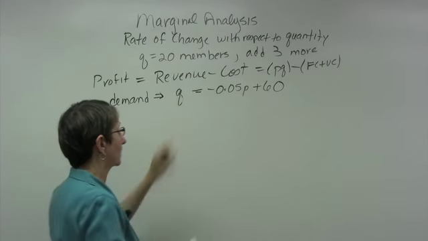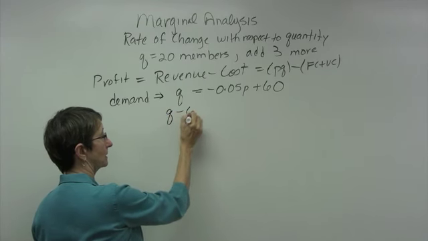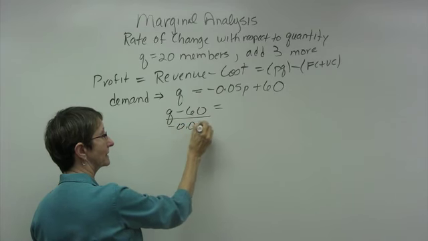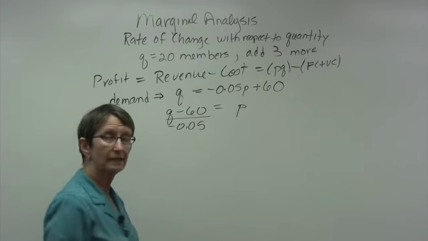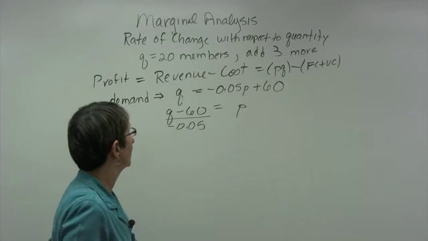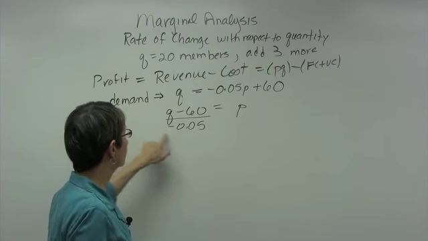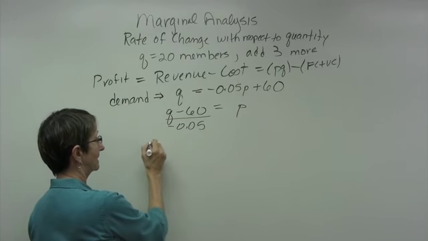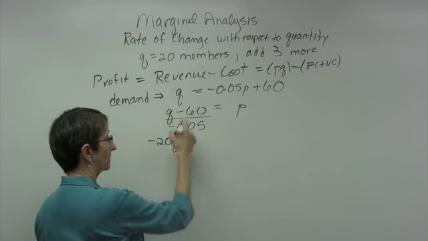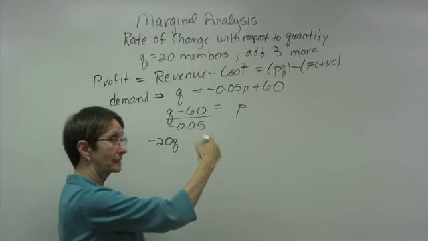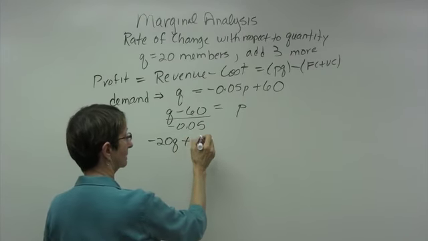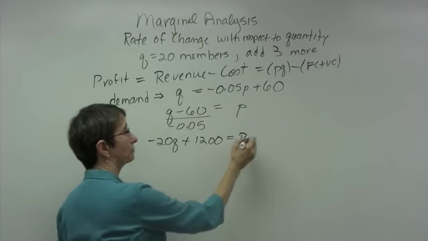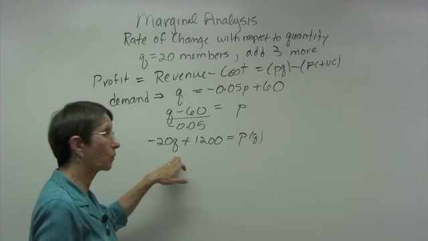So let's subtract 60. We want to isolate P. And then we'll divide by negative 0.05. And that'll tell us what P is equal to. I'll split this up and go Q divided by negative 0.05, and that will give me negative 20Q. Negative 60 over negative 0.05 gives me a positive 1200. So now I have the function price in terms of quantity.